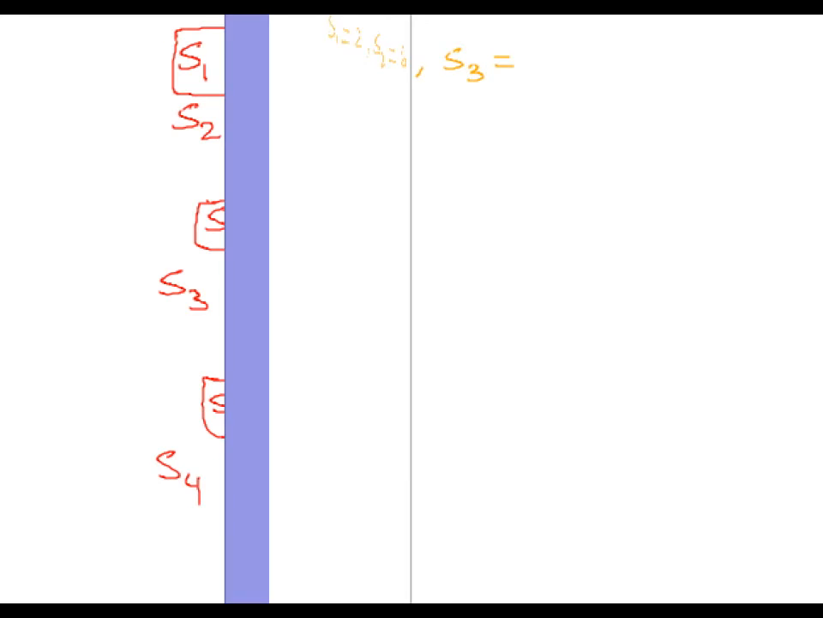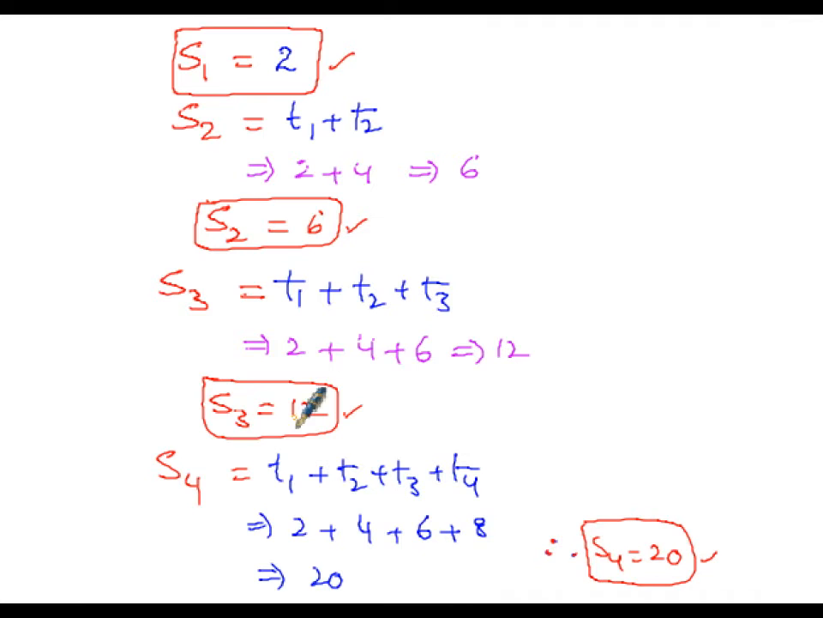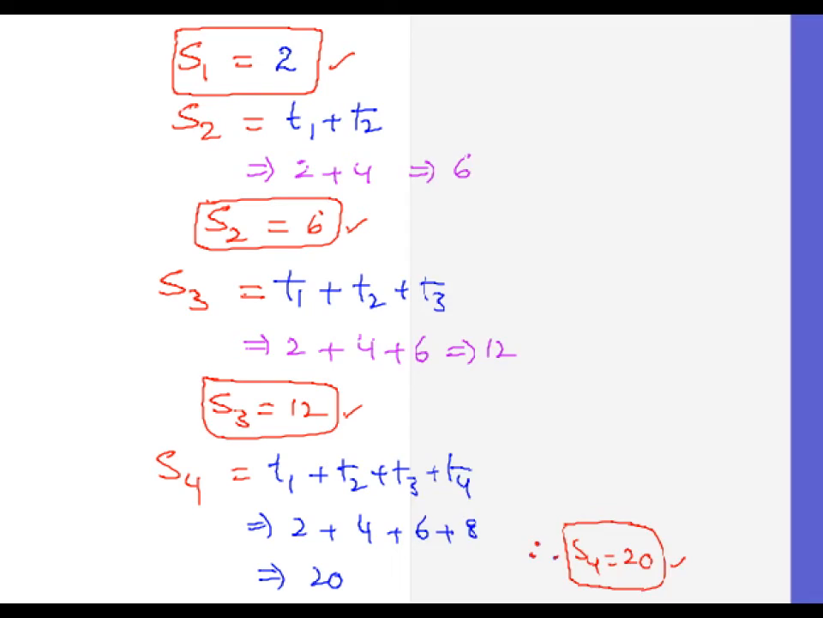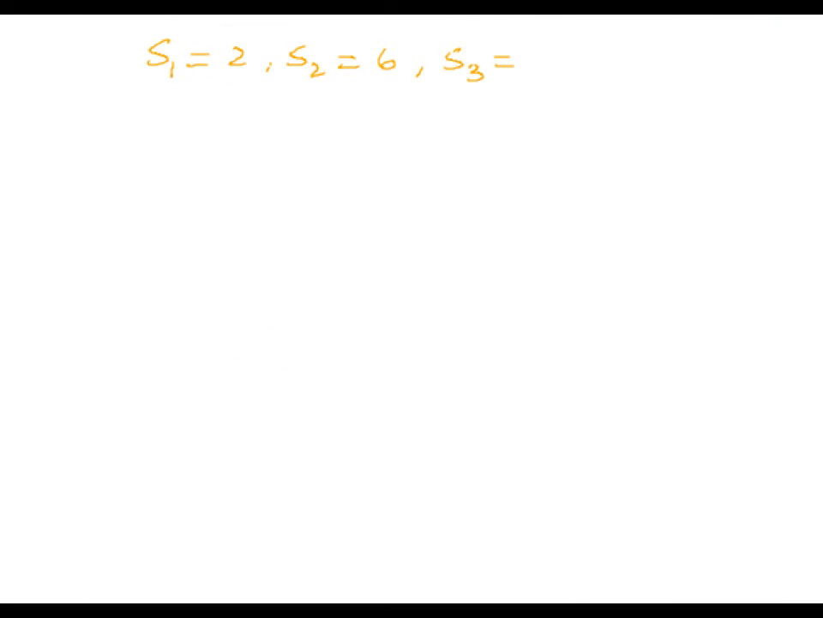So here S1 equals 2 and S2 equals 6. Then S3 is 12 and S4 is 20. 12 and 20 are the sum of 3 terms as well as the sum of 4 terms. Now let us find out something.